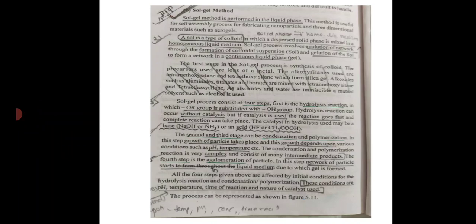The sol gel process consists of 4 steps. First is the hydrolysis reaction, in which the OR group is substituted with the OH hydroxyl group. The hydrolysis reaction can occur without catalysis, but if a catalyst is used, the reaction goes fast and a complete reaction can take place. The catalyst used in the hydrolysis may be a base, NaOH or NH3 ammonia, or an acid, HF, HCl, or acetic acid.